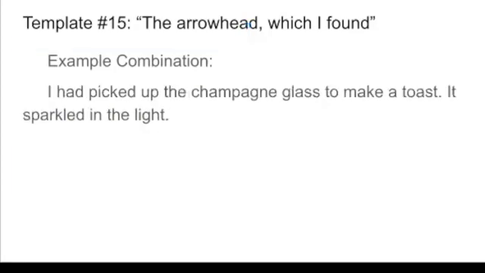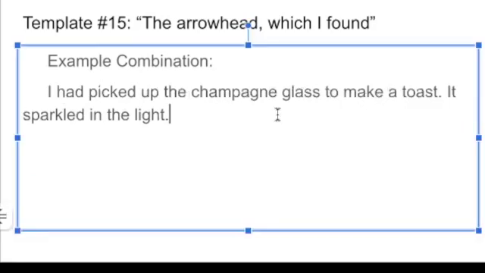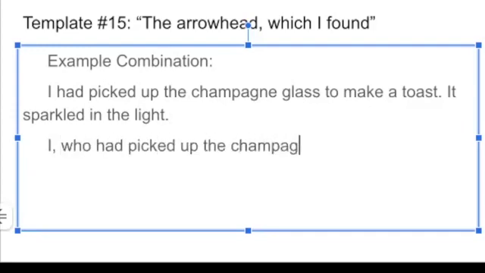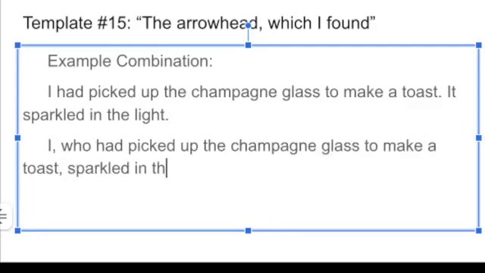Let's do one more. I had picked up the champagne glass to make a toast. It sparkled in the light. This one is a little bit trickier because we have to switch some word order. Because if I just started with the same subject, I, who had picked up the champagne glass to make a toast, sparkled in the light. Wait a second. Now we're saying I'm the one who sparkled in the light, but that's not correct. It's the champagne glass that's supposed to sparkle in the light.